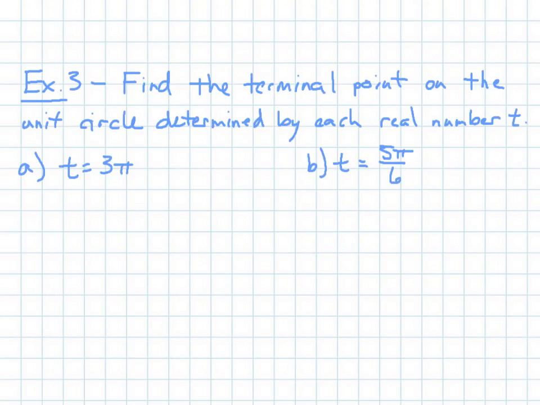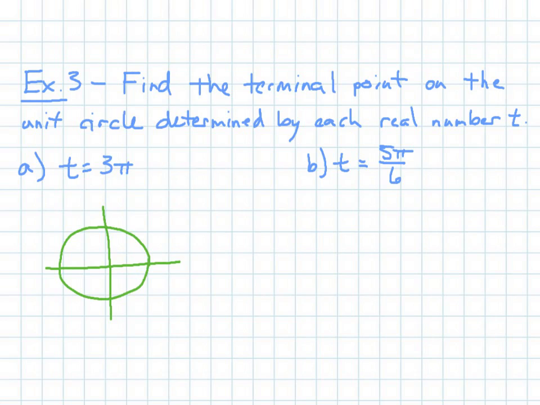Okay, example 3. Find the terminal point on the unit circle determined by each real number t. Okay, so you're given an angle measurement in radians. And so that's telling you the distance you go around the unit circle, so you want to find the terminal point. Now these values are going to be on the unit circle, so they should land at some point that you already know, not some random point.